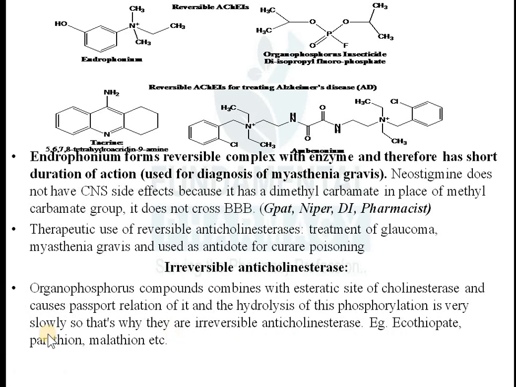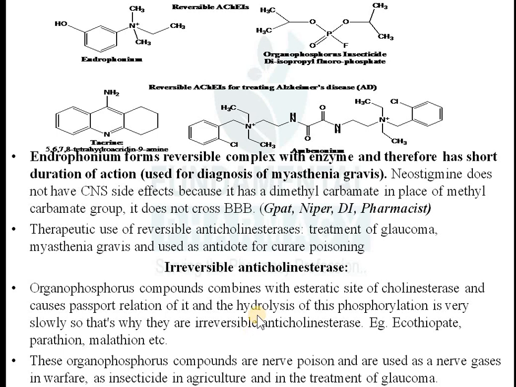Now, irreversible anticholinesterases. These are nothing but the organophosphorus compounds. They bind to the acetylcholinesterase enzyme irreversibly, mostly at the esteratic site. We have seen this. They bind at the esteratic site, and they are not easily hydrolyzed from that site. So hydrolysis will take time. That's why there is irreversible inhibition of acetylcholinesterase by organophosphorus compounds or pesticides. For example, echothiophate, malathion, parathion, dyflos. Whatever pesticides are there, they will inhibit irreversibly.